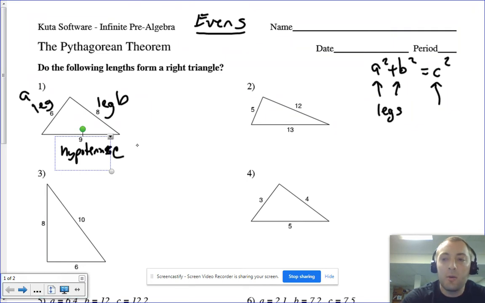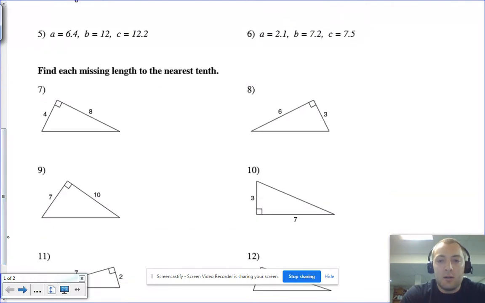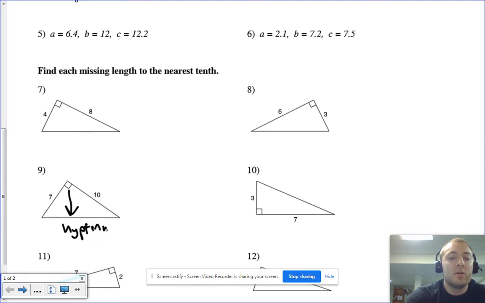Hypotenuse. I wrote it here, I want to write it here as well. Okay, so that's our c. And one way you can tell what the hypotenuse is, if you're not sure, if they look like they're the same or if they're not labeled, like for instance in number 9, if you're not sure which side is the longest side, you can always find that right angle and go across from it. Whatever is across from it would be the hypotenuse, because that is always the longest side.